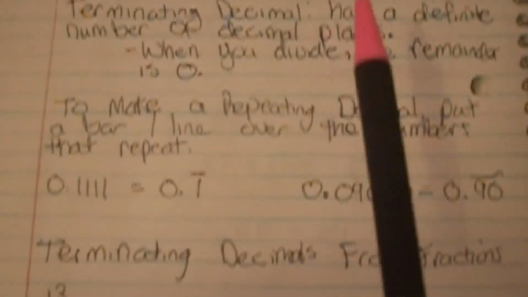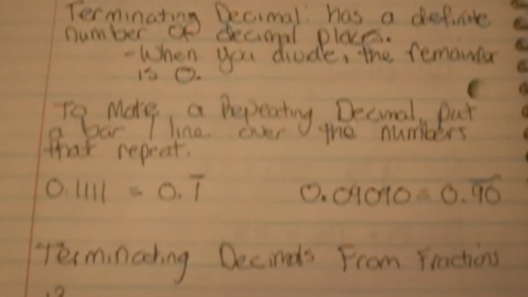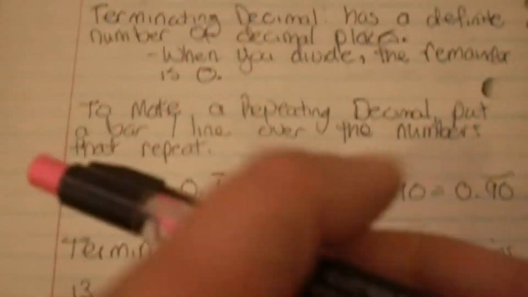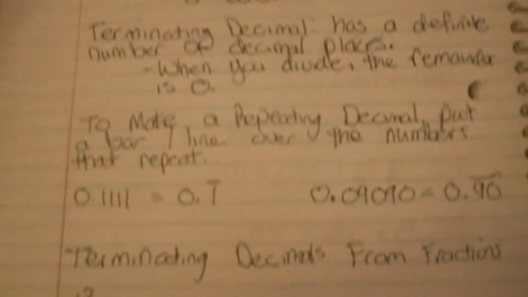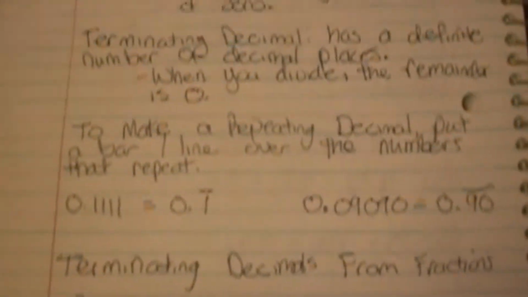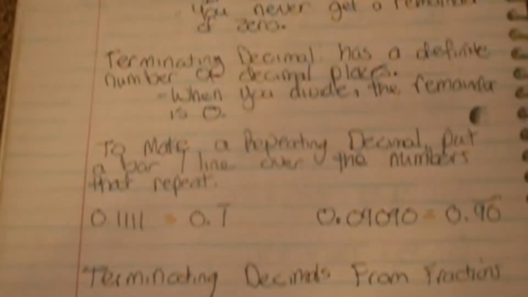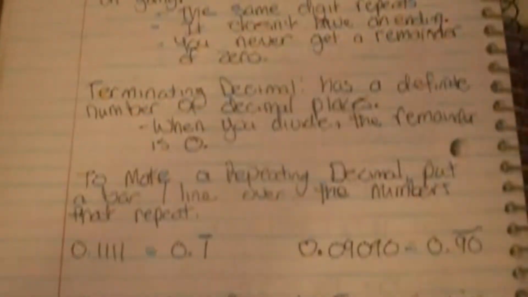A terminating decimal is more of what we've been dealing with. A terminating decimal has a definite number of decimal places. When you divide, you get a remainder that is 0. Right? So this is what we've been working with. Terminating, you may not have known what it was, but that's what it's called. And a repeating decimal, once again, is where you don't get an answer. Well, you get an answer, but you don't get that 0 remainder that we've been working with.